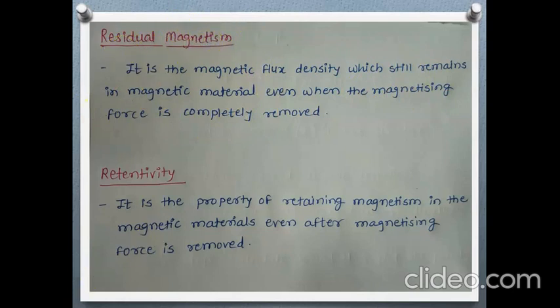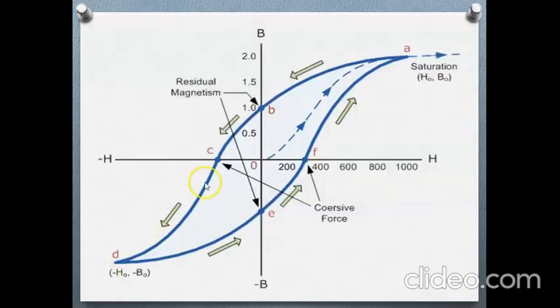In this graph we can see that from 0 to B is the residual magnetism, and the value of that at point B is 1 Tesla. 1 Tesla is the residual magnetism here. Observe this graph at B: the value of H is 0. But at B, the value of B is 1 Tesla, while at that same point H is 0.